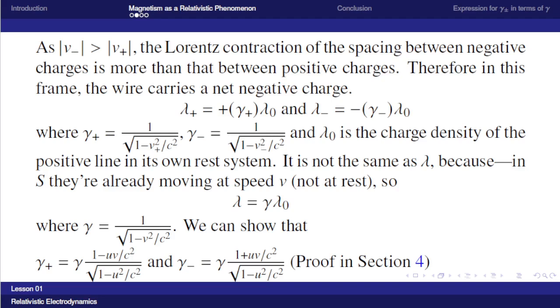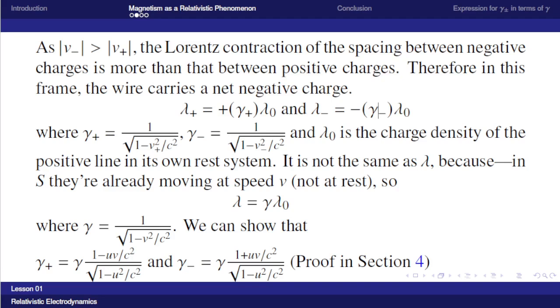So due to the relative velocity between the S bar frame and the negative charges, the spacing between them is contracted, and therefore the negative charge in this S bar frame will have a linear charge density lambda minus equal to minus gamma minus lambda 0. This negative sign shows that the charge density is negative because the charges are negative, and it is just a notation for representing that gamma minus is the factor from the velocity of negative charges. Similarly, in this S bar frame, the positive charge will have a charge density lambda plus, which is equal to plus gamma plus lambda 0, where gamma plus is this one.